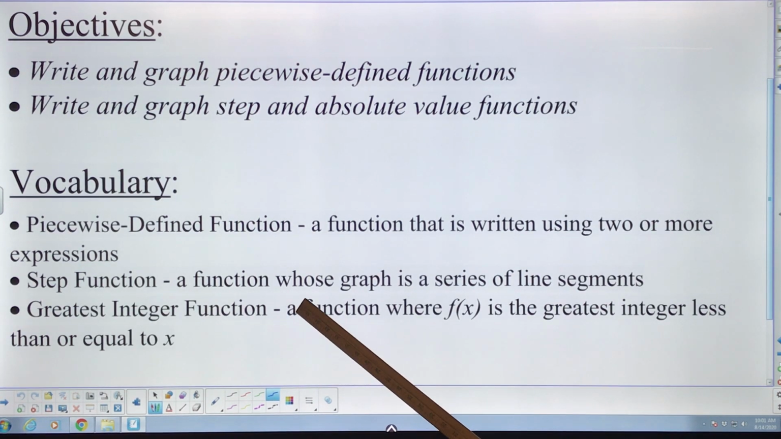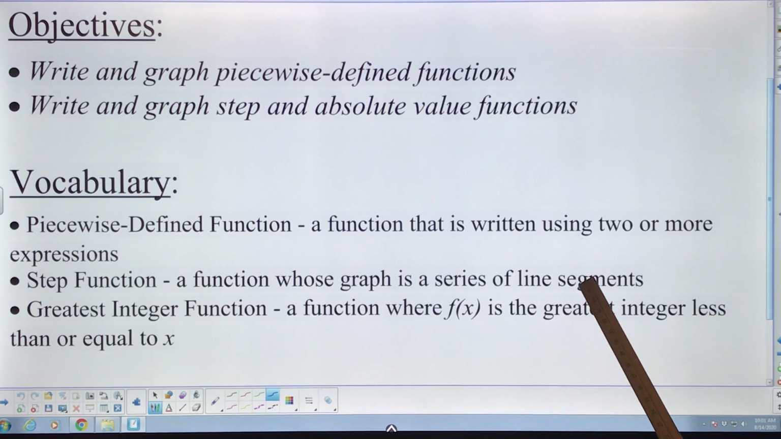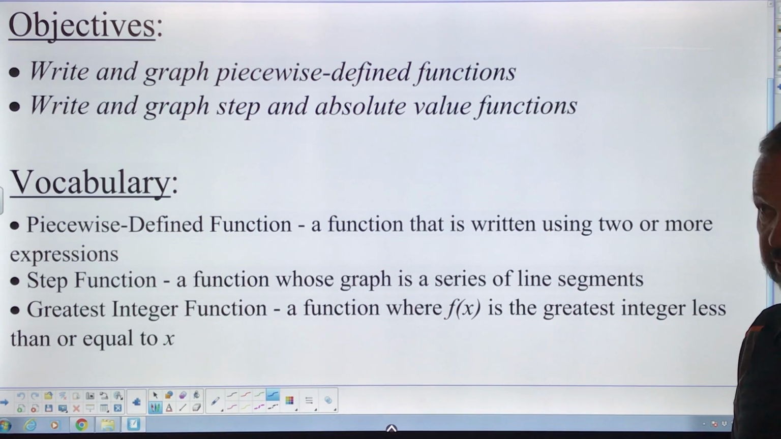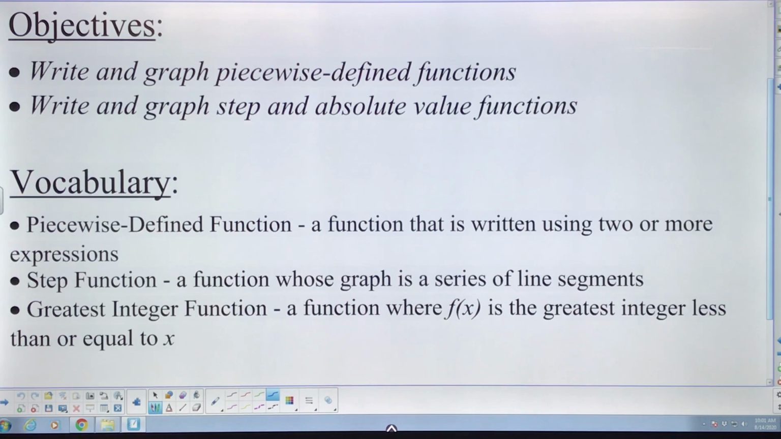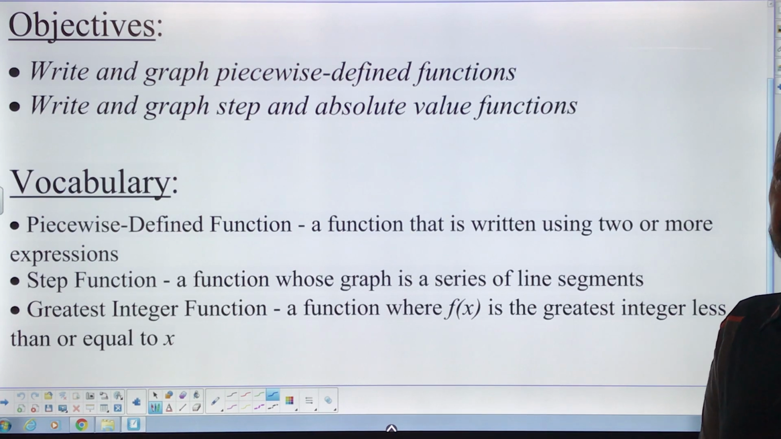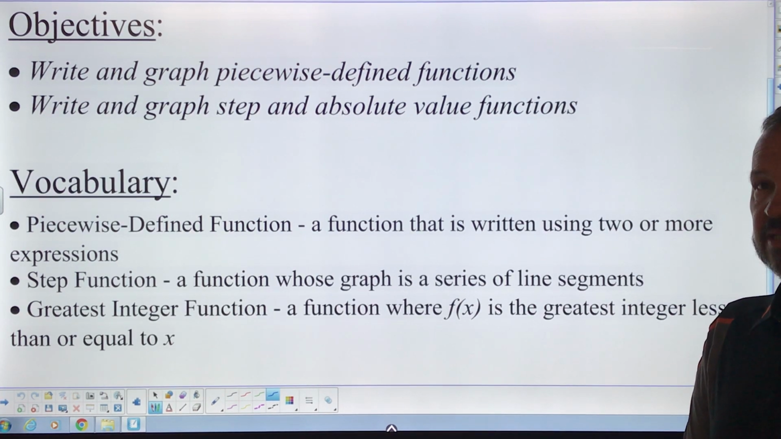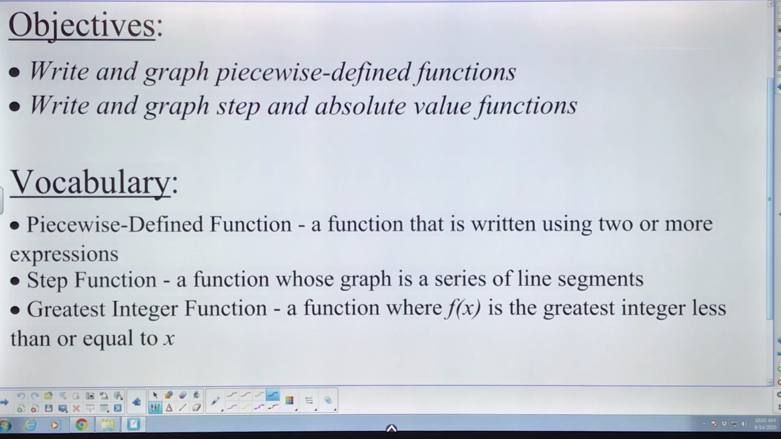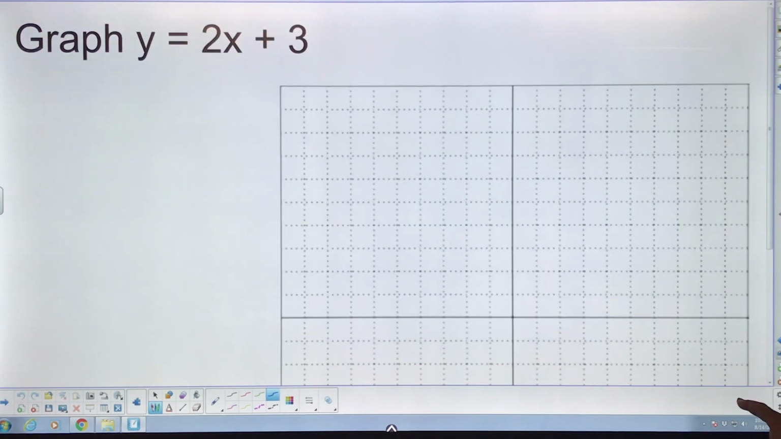The step function is a function whose graph is a series of line segments. It'll kind of look like steps. That's why we call it the step function. And it's a realistic function utilized in our world for a variety of things, including something like hourly rates at a garage or in a psychiatrist's office or something of that nature. And then we may spend a little bit of time looking at greatest integer, although I think the first two are our primary focus.